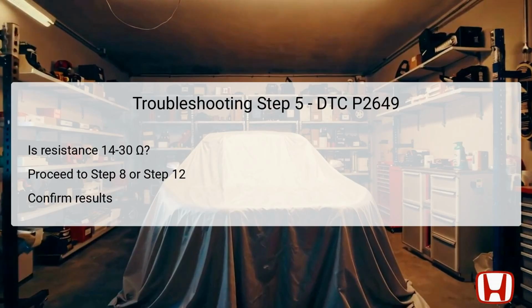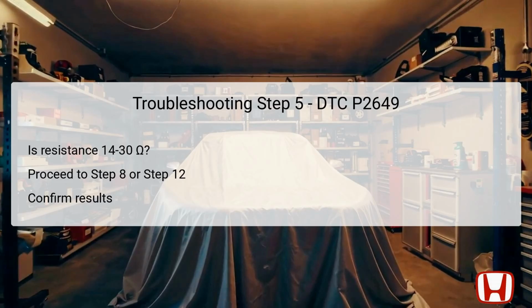If the resistance is within this range, you will proceed to step 8 for further diagnostics. However, if the resistance does not meet this criterion, it typically indicates a need for potentially replacing the solenoid or addressing other connected wiring issues by advancing to step 12. This differentiation is crucial as it directs the troubleshooting path more accurately.